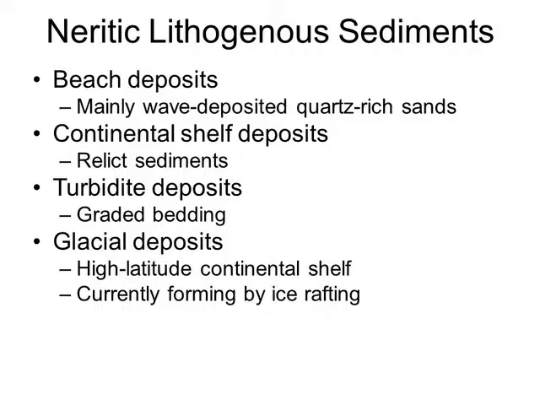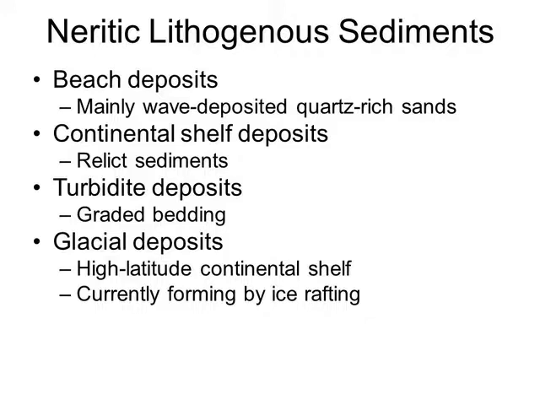Then you have continental shelf deposits, which are relic sediments. So they are sediments that used to be on the beach, but now they're on the continental shelf. They're making their way into the ocean, and they should be becoming smaller grain sizes. Then you have turbidite deposits, and these are the layering that you see from turbidity currents in the submarine fans, and you'll see the layering in these deposits.